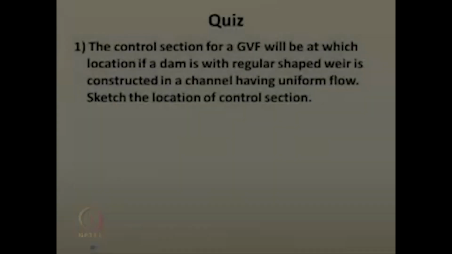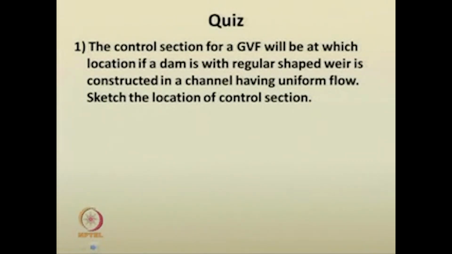So, today's quiz. The first question to you is, the control section for a gradually varied flow will be at which location if a dam with regular shaped weir is constructed in a channel having uniform flow. Sketch the location of the control section.